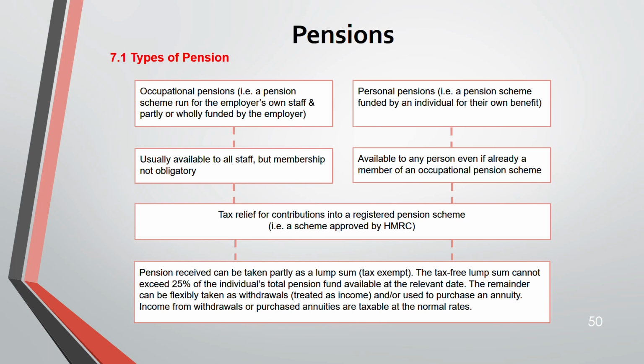And what about the remainder 75%? The remainder can be flexibly taken as withdrawal. That means you are taking it as withdrawal, and that is treated as an income. And income from withdrawals is taxed at the normal rate. That is not tax free.